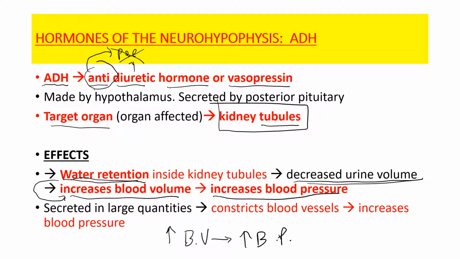When secreted in large quantities, ADH is going to constrict blood vessels, which is further going to increase blood pressure. By constricting peripheral blood vessels, blood is shunted to the middle of the body, where large blood vessels are found, and blood pressure inside the large blood vessels will increase.